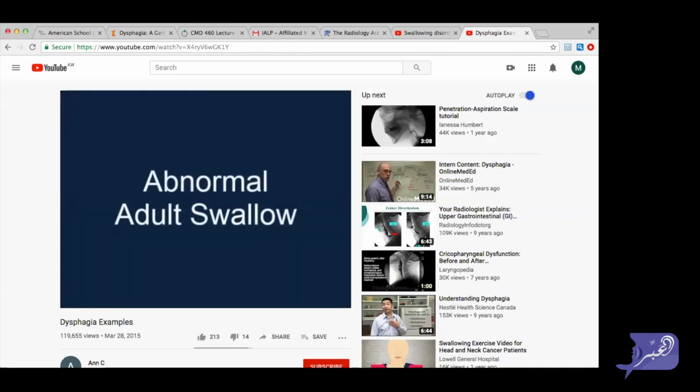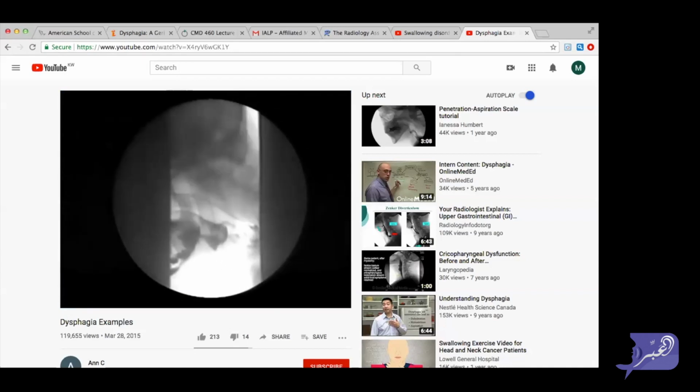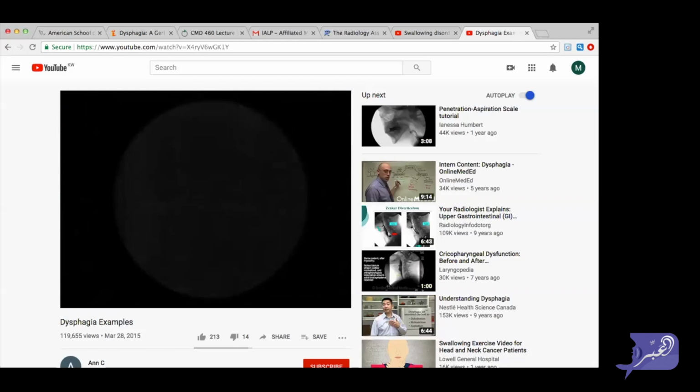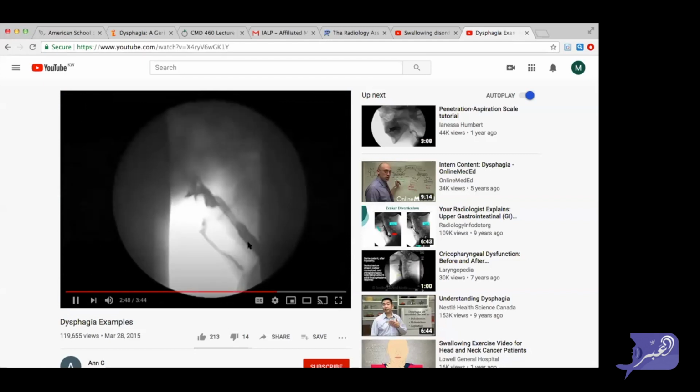Now this is an abnormal swallow, and this is a very, very clear one. Sometimes they're very difficult to catch, but this is a very clear one, easier for you to see. Notice how it's gone to the airway completely. There was very, very minimal movement of the epiglottis. Some was deflected into the esophagus, but a lot of it just went right through into the airway, and it's going all the way down into the lungs.